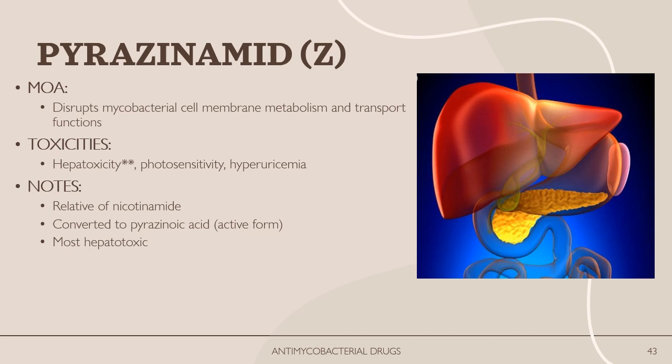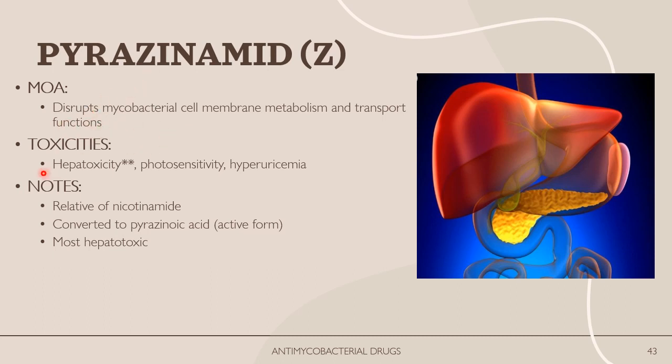Next, you have your pyrazinamide. So, I'm very sorry, kulang lang letter E. Your pyrazinamide disrupts mycobacterial cell membrane metabolism and transport function. Dati, uncertain pa sila sa mode of action of your pyrazinamide, but ngayon, alam na nila. It disrupts the mycobacterial cell membrane metabolism and transport function.